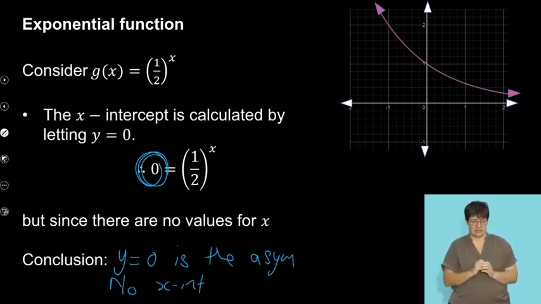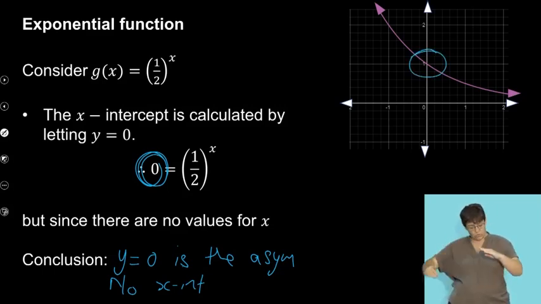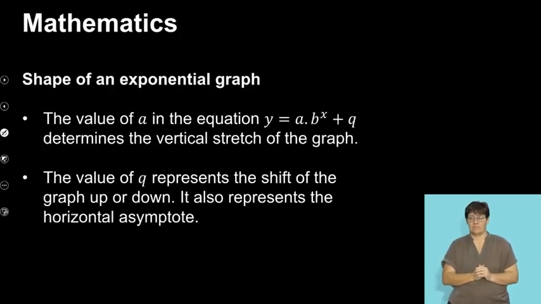Is there a y-intercept? Yes, because this graph is crossing through the y-axis there, right? So only the horizontal axis is the one that the graph is not crossing through.